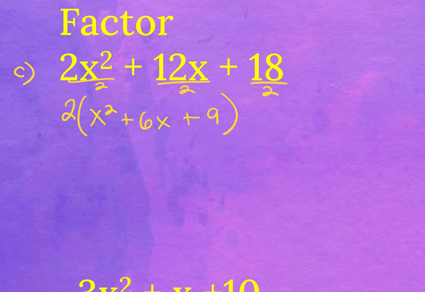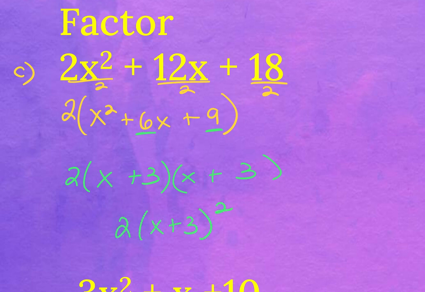And now we factor. And now we look. Are there factors of 9 that sum to 6? What are they? 3 and 3. +3 and +3. So you will either see this written exactly like that, or that is actually a perfect square trinomial. It could also be written this way. These mean the same thing. Oh, so you don't go any further? Nope.